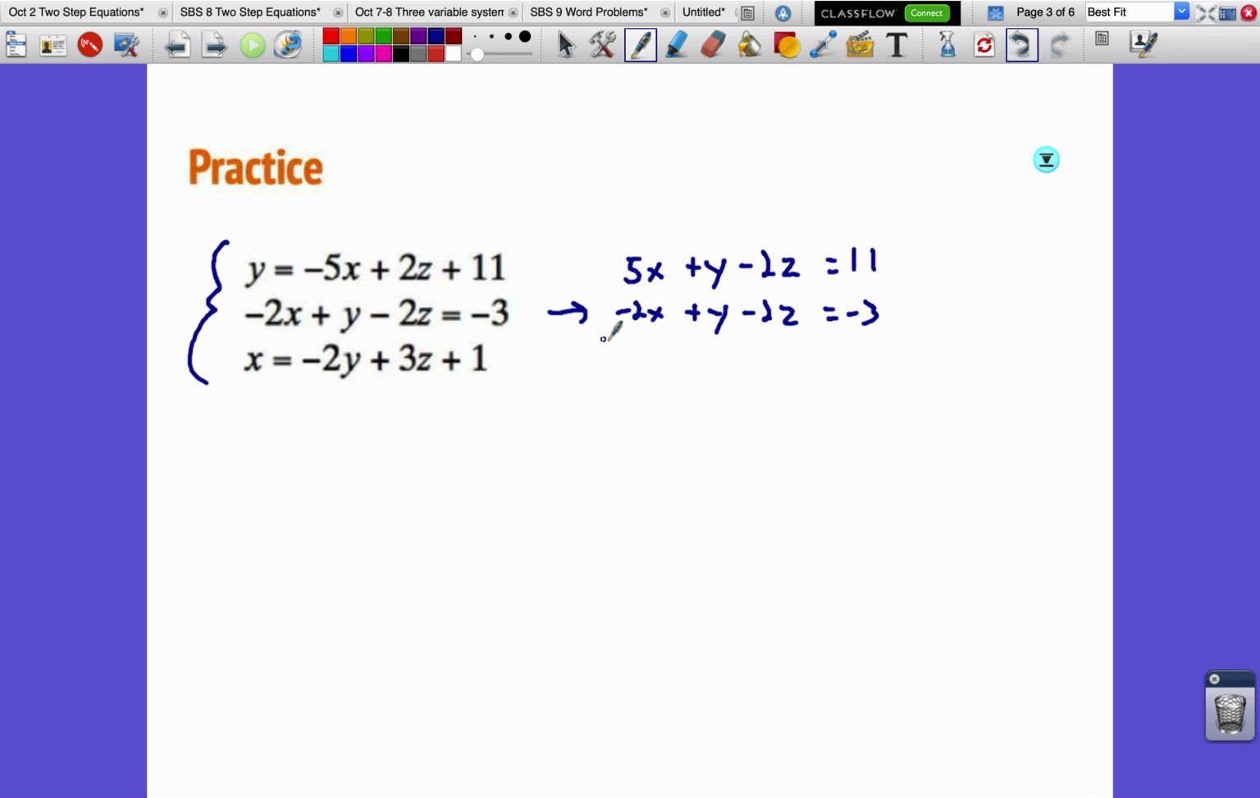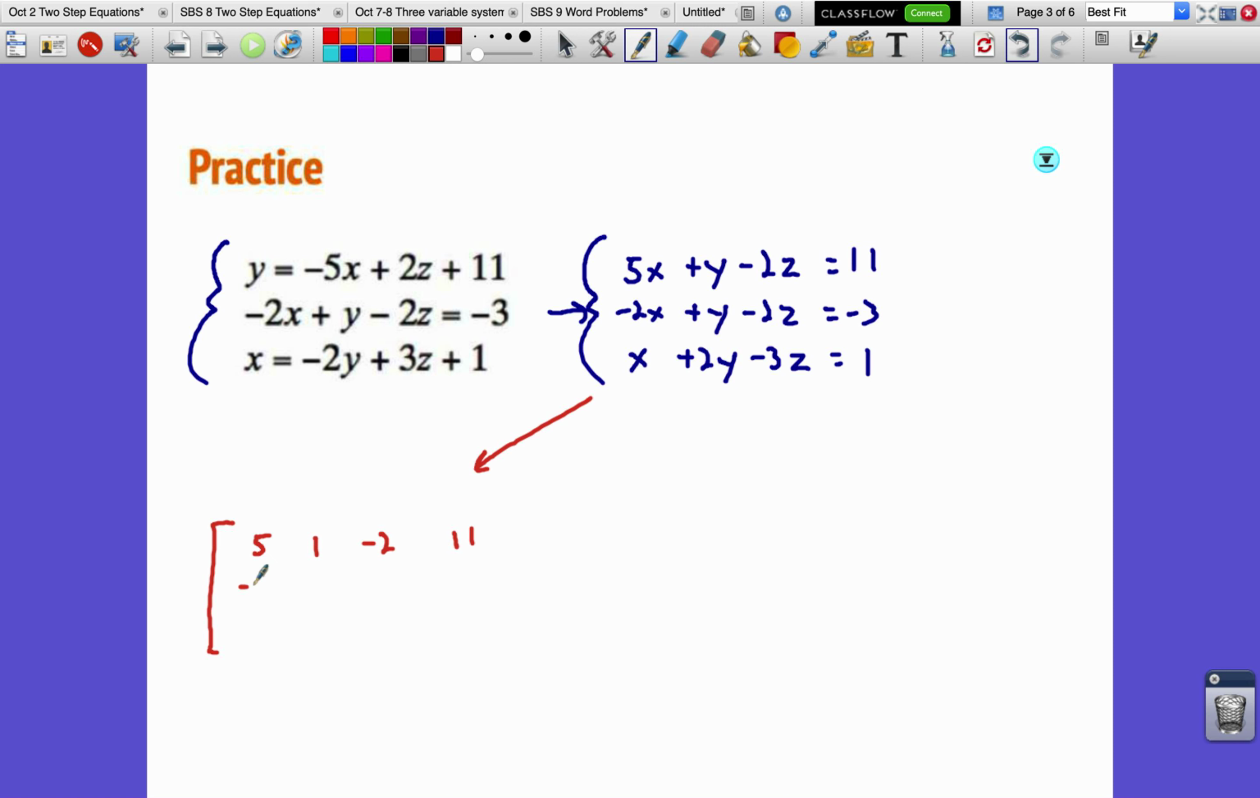And the bottom equation, we've got to do a few moves here. We've got to bring the 2y over and the 3z over, and they flip sign. And now we have a system that's ready to be turned into a matrix and put into the calculator. When we turn it into a matrix, we just keep the coefficients and we drop all the variables, addition signs, and the equal sign. So that top row becomes 5, 1, negative 2, 11.